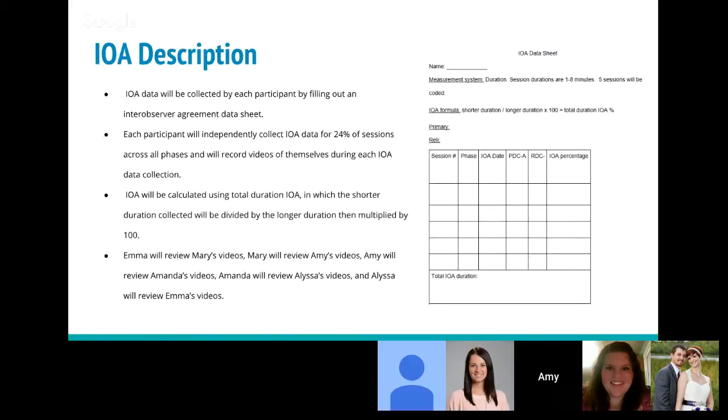IOA data will be collected by each participant by filling out an inter-observer agreement data sheet as seen on the side of the slide. Each participant will independently collect the IOA data for 24% of the sessions across all phases and will record videos of themselves during each IOA data collection. IOA will be calculated using total duration IOA, in which the shorter duration collected will be divided by the longer duration collected, then multiplied by 100.